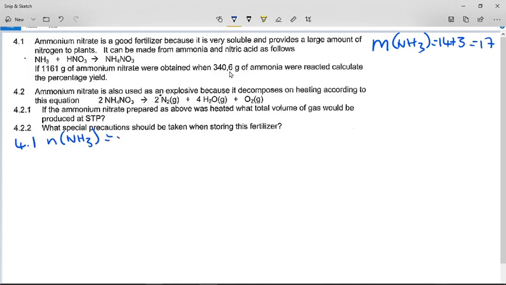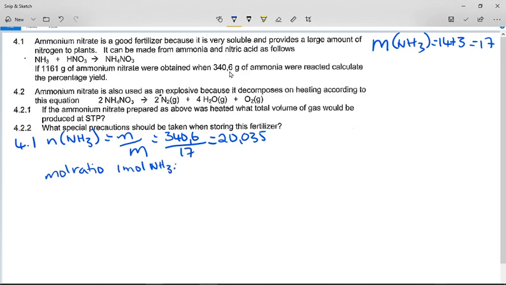We're going to use m over M, and we've got 340,6 divided by 17. If we plug this in our calculator, we get something like 20,035 moles of ammonia. So now, according to this reaction, if we look at the mole ratio, 1 mole of ammonia reacts to produce 1 mole of ammonium nitrate.